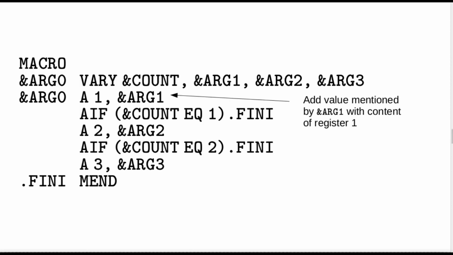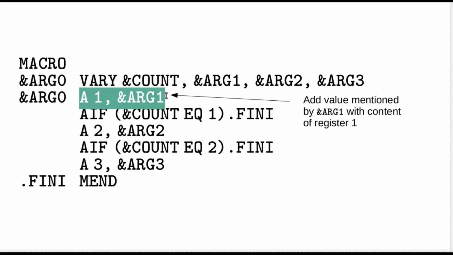Fine. Moving into the instructions themselves, the first instruction says A 1, &ARG1. Now this is again something we have been studying time and again. This represents that we are supposed to add a value mentioned by &ARG1 with the content of register 1.